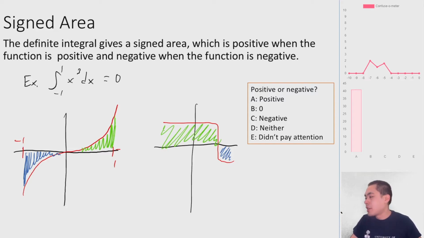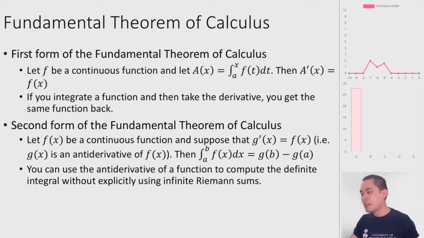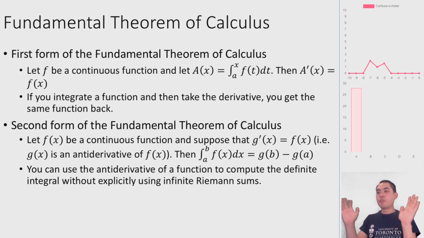Yeah, it looks like everyone's answering A, and it's obviously positive because there's more positive region than negative region. The opposite would be the case if you had more in the negative region, and so you're adding all these things together. Now that we've defined signed area, we get to the most important theorem, called the fundamental theorem of calculus, and it really is the most important theorem in integral calculus, at least. There are two forms of it.